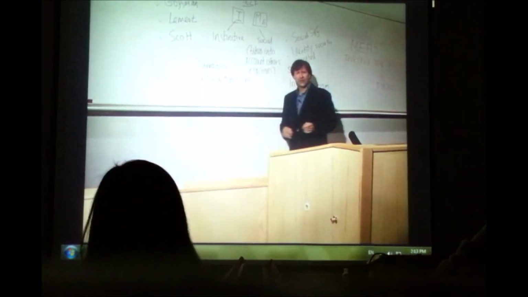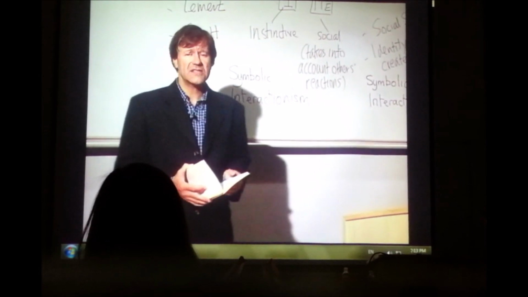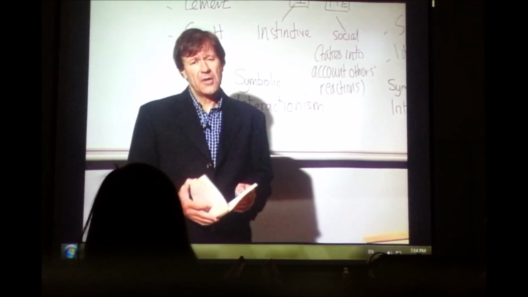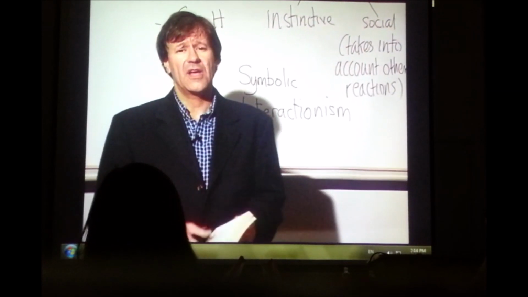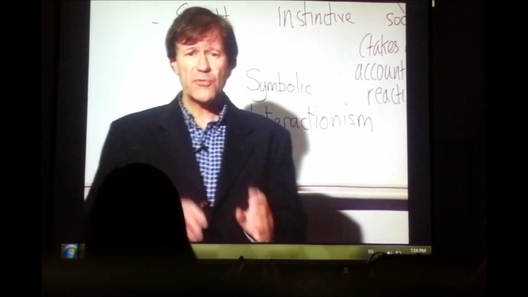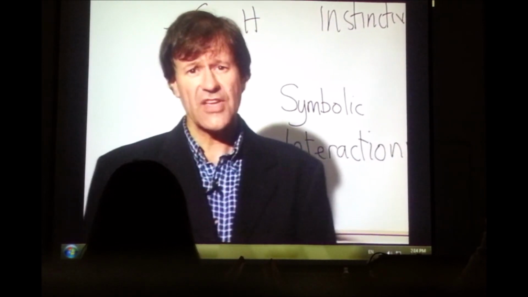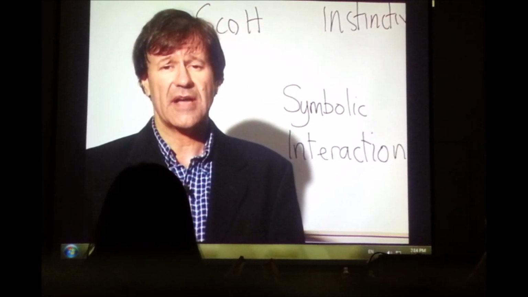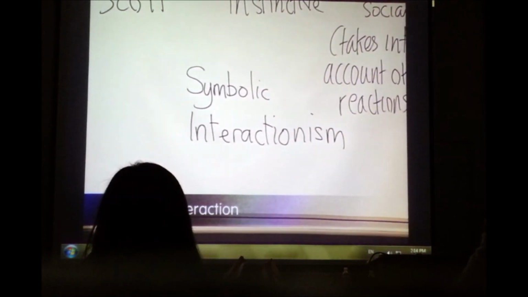Unlike the other great sociologists, Mead didn't write a single book. But his students gathered his lectures and notes together, and they were published in this famous book, Mind, Self and Society. Mead was interested in how ordered social interaction was possible. And the answer, he thought, came from people's ability to manipulate symbols. And thus the theory arising out of Mead's work came to be called symbolic interactionism.